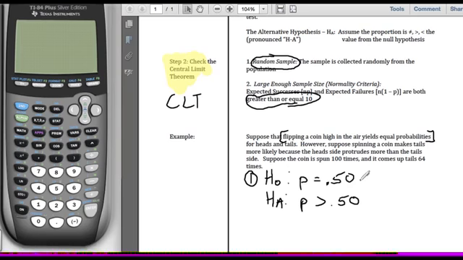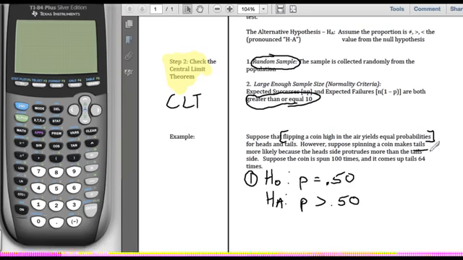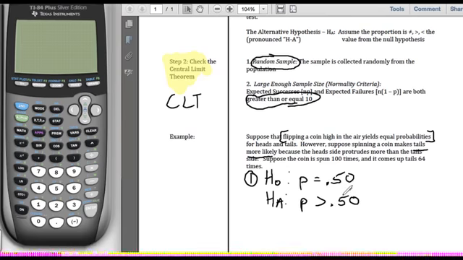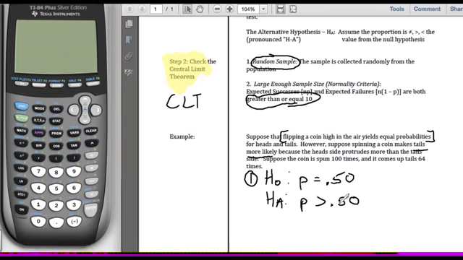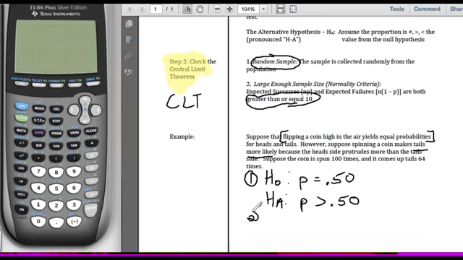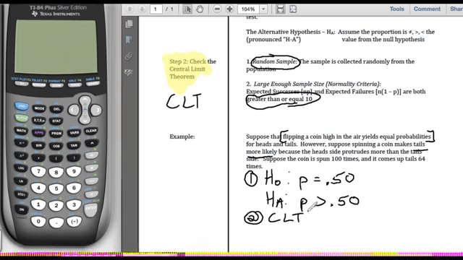It says suppose spinning a coin makes tails more likely. So it's not a 50% chance you get tails, but it's somewhere greater than 50. Maybe it's a 60-40 split or a 70-30 split. We don't know what it is, but we think it might be somewhere greater than 50-50. I would walk through some statistical steps and I would decide, well, is the null ultimately true? Or does our sample cause us to reject this and say it's somewhere greater than 0.50? Before I can get to those statistical steps, I need to go to step 2 and check my central limit theorem.